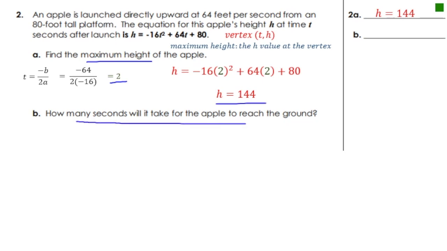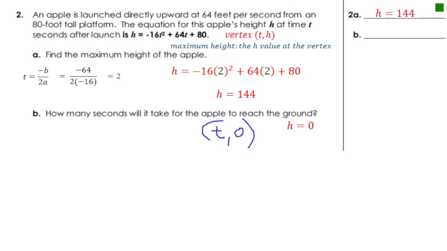Now it's asking how many seconds it will take for the apple to reach the ground. Well, what did I say at the first slide? That h will need to equal 0 when you're looking for something hitting the ground. That means our height is 0. Well, when our height is 0, we can use the quadratic formula to solve for our x, because we're really solving for our t. We're solving for our x-intercept.